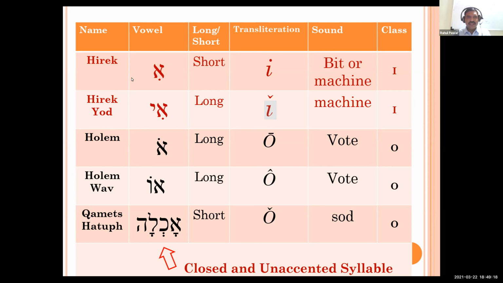So remember that Hirek is an I class vowel and Hirek Yod is an I class vowel. The only difference between them is that this Hirek is a short vowel and this Hirek Yod is a long vowel. Okay.